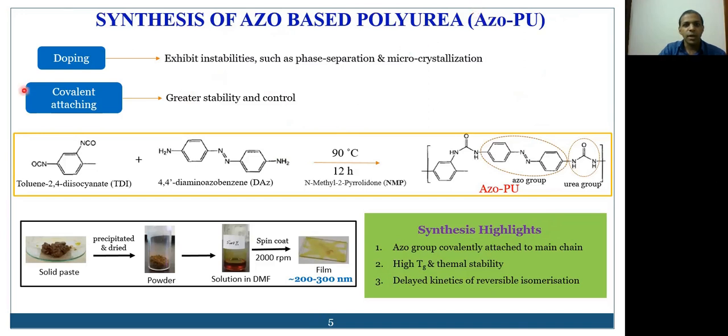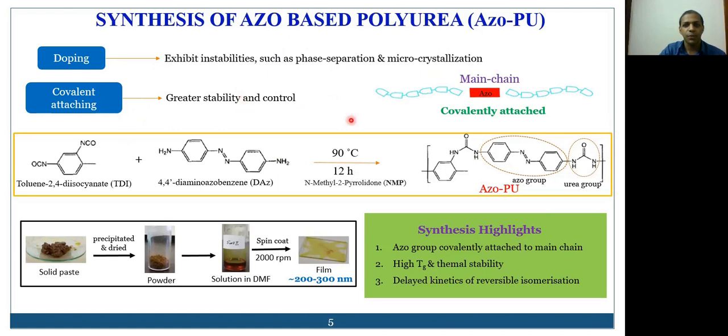Now, one way to incorporate azobenzene moieties into a polymer is by doping the chromophore into the matrix of the polymer. But because of the high mobility of these units, a polymer film doped with azobenzene would exhibit instabilities such as phase separation. And the dipolar azo units are also prone to aggregation, leading to microcrystallization. A better way is to covalently attach the azobenzene into the main chain of the polymer, which gives greater stability and control.